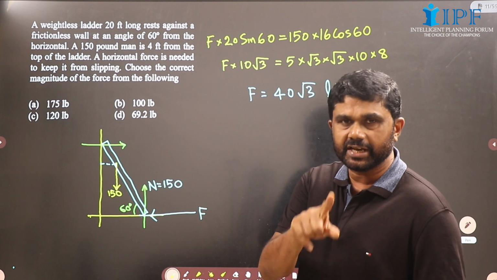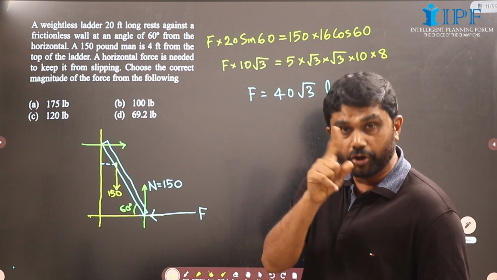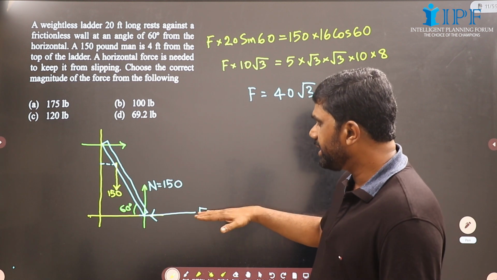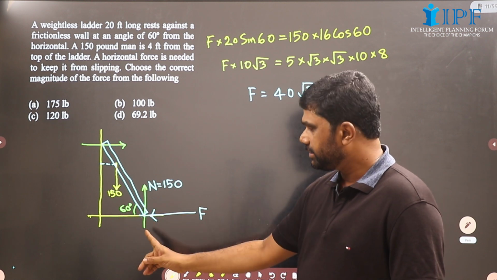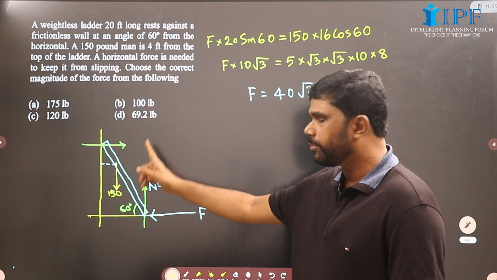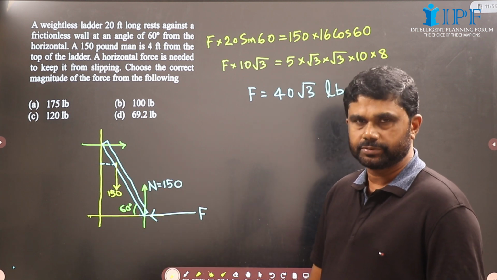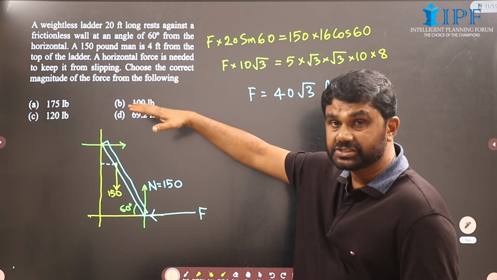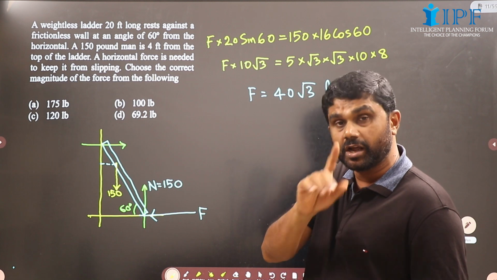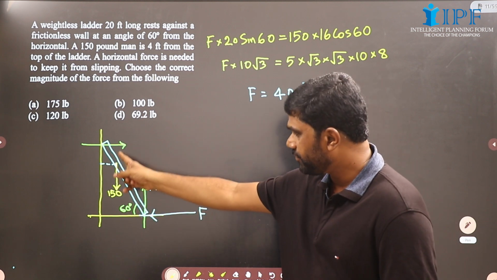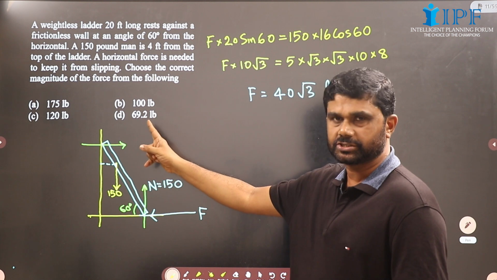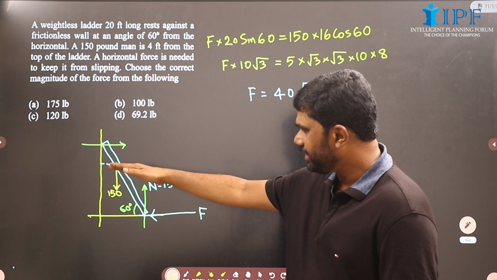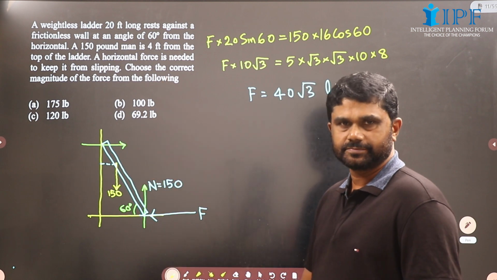As the wall is vertical, the reaction exerted by the wall will be normal to it, meaning along the horizontal. Now see, we have applied a horizontal force at the bottom, and the floor exerts a normal reaction directed vertically up. The ladder is in equilibrium, so the resultant force in the vertical direction should be 0. What are the forces acting along the vertical? 150 pounds and this normal reaction. So this normal reaction should be equal to 150. Then only will these balance.